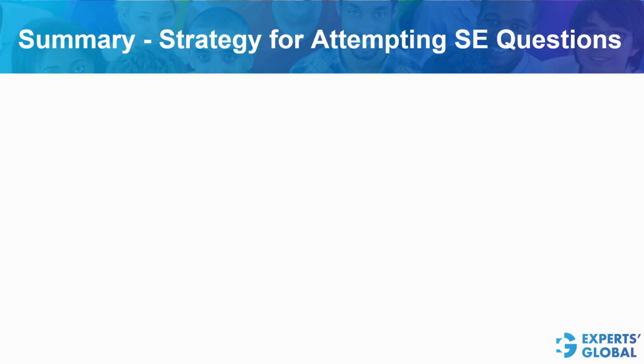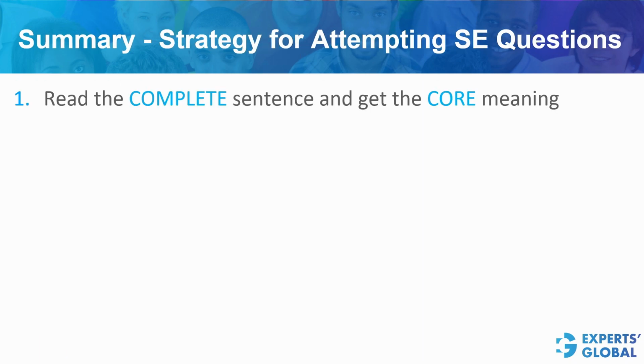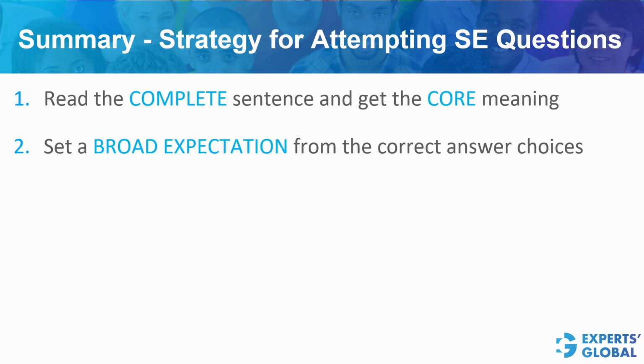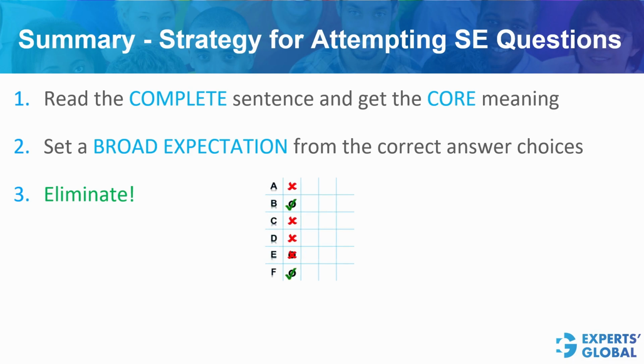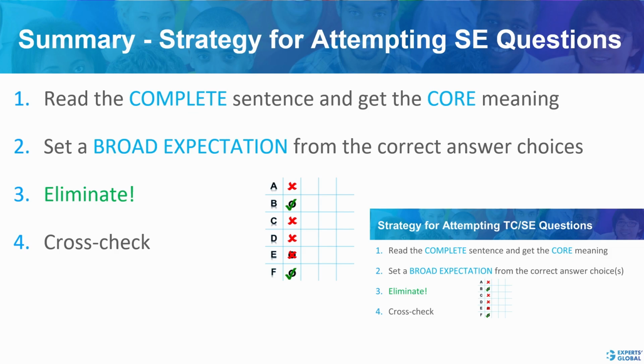To quickly summarize, the 4 steps are reading the complete sentence and getting the core meaning, setting a broad expectation from the correct answer choice, eliminating the incorrect answer choices, always having such a grid in place, and then before confirming your answer, always cross-checking. The same approach very well works for one blank text completion questions. So you will see us using a snapshot of this slide very often while solving TC or SE questions throughout this course.